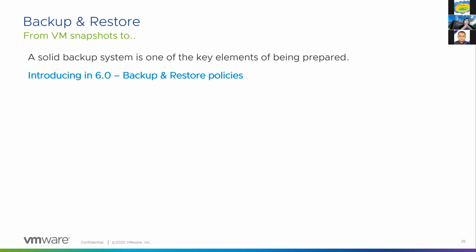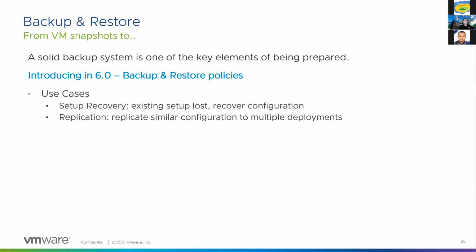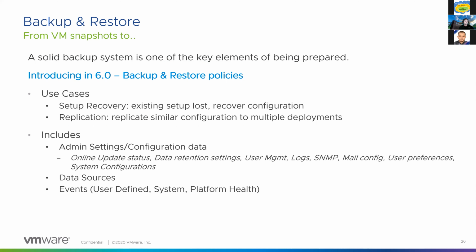Now with 6.0, they have introduced an inbuilt backup and restore option. The only thing is it's not going to be a UI based feature. It's either through CLI or through API, right? So these are the only two ways in which you can do a backup and restore. And what we back up in this case is the configuration.